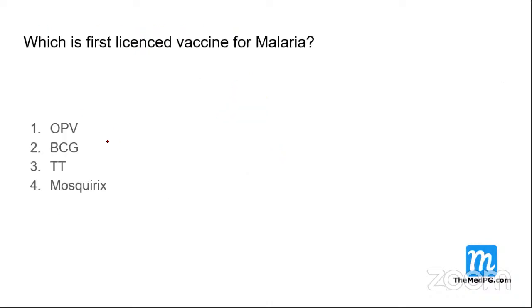Next, we will see one more MCQ. Which is the first licensed vaccine for malaria? Roshan, Sirisha, Suchet, anybody? Option 4. OPV is the oral polio vaccine, not the one for malaria. Option 4, Mosquirix. Yes, it is the first licensed malaria vaccine. So the fourth one is the right option.